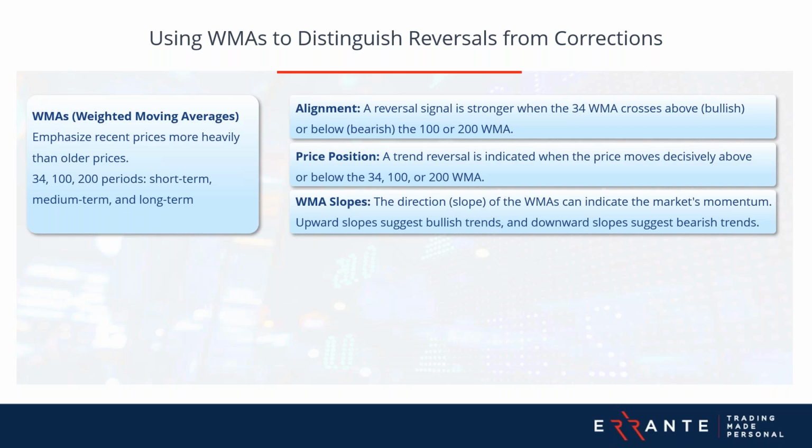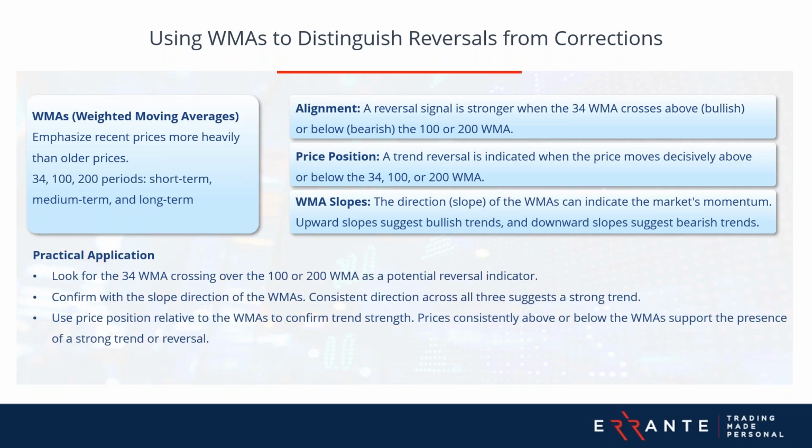Upward slopes across the 34, 100, and 200 WMAs indicate a strengthening bullish trend, whereas downward slopes suggest bearish momentum. For practical application, closely monitor these indicators. Crossovers of the 34 WMA over the longer term averages, paired with consistent slope direction and price positioning, can confirm a reversal, differentiating it from a mere correction.